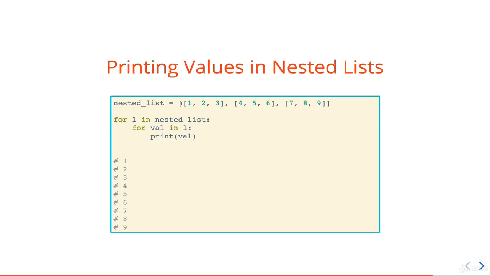So the first loop is going to start here on this list, and it's going to run the second loop 1, 2, 3 times. And then the first loop starts over and moves here. And it runs 1, 2, 3 times, prints them each out, and then it starts over again and does these 3. So this is a very common practice. If you have nested lists, you need to use nested loops to print them out.